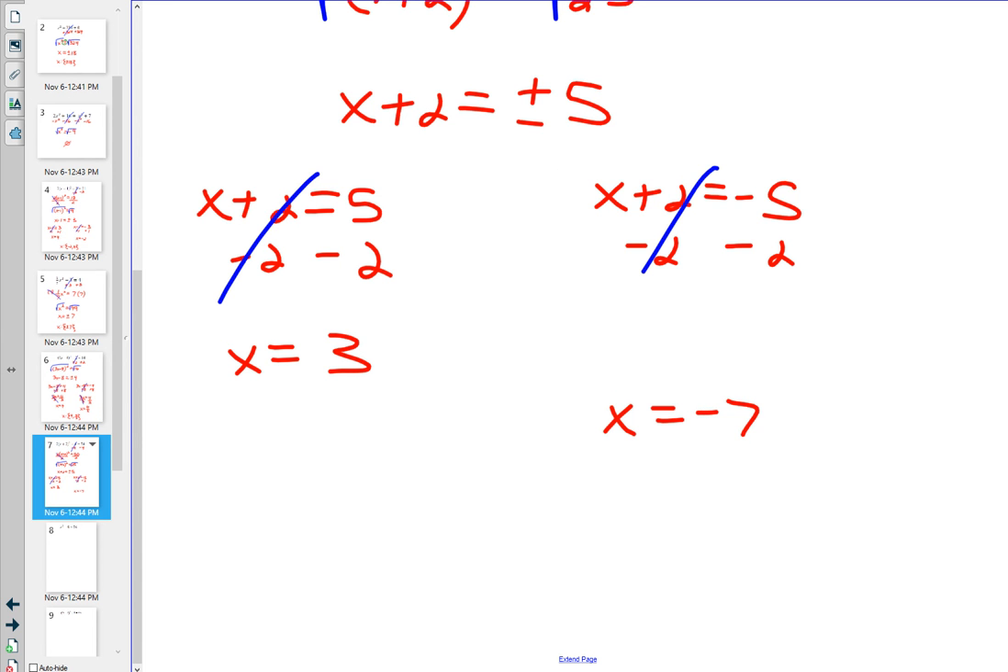Ellie, I'm guessing, did you add 2 instead of subtracting 2? So 3 and negative 7. It doesn't matter the order. Just put negative 7 and then 3. Fine.